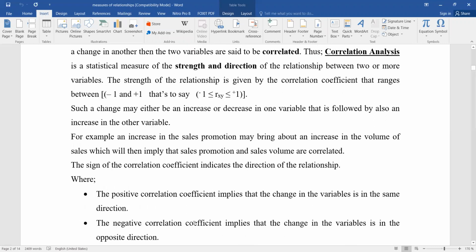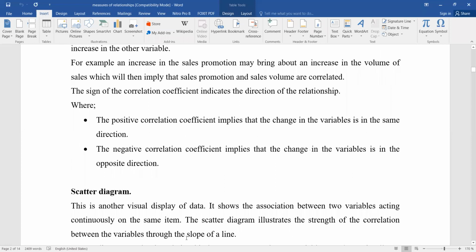So in a nutshell, that is correlation analysis, and that is the introduction, where we're going to be calculating, and where we're going to be looking at diagrams to see whether there's a relationship between two variables. Scatter diagram.